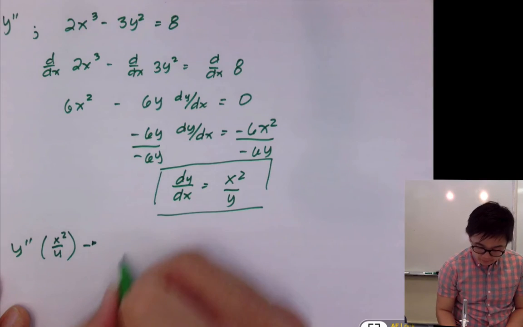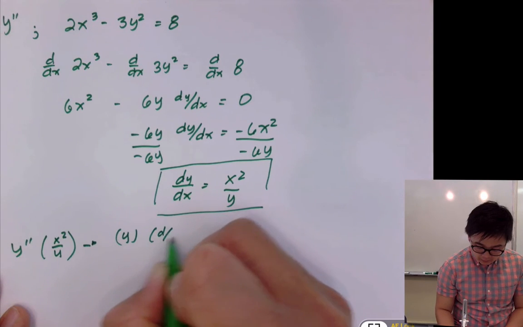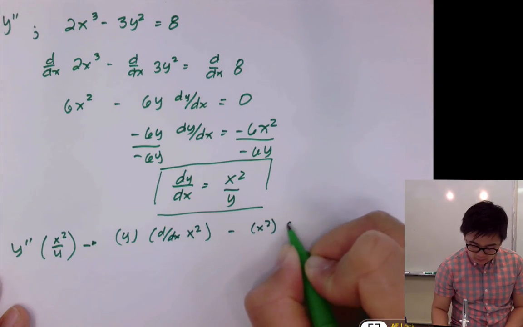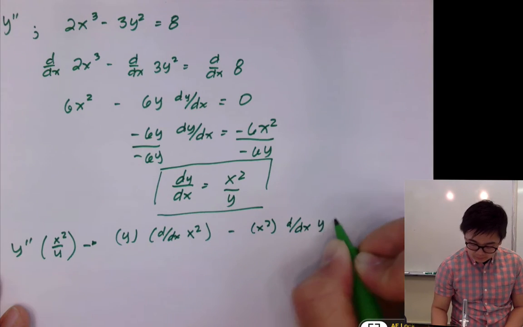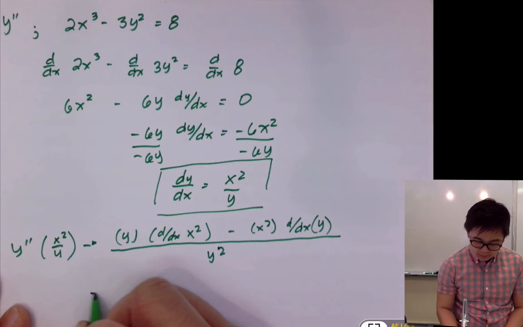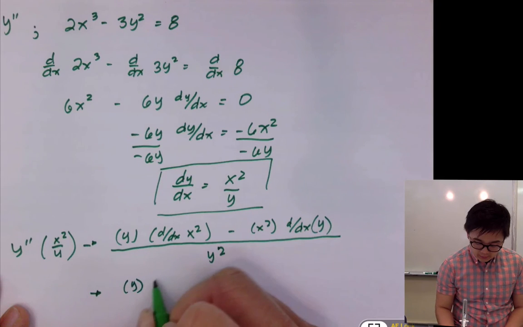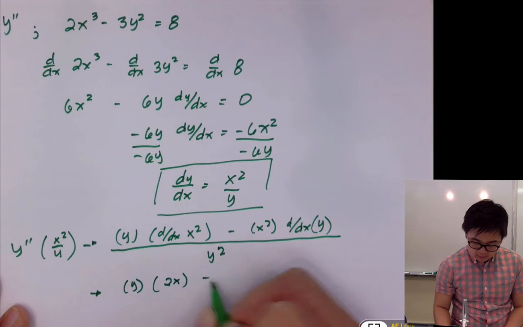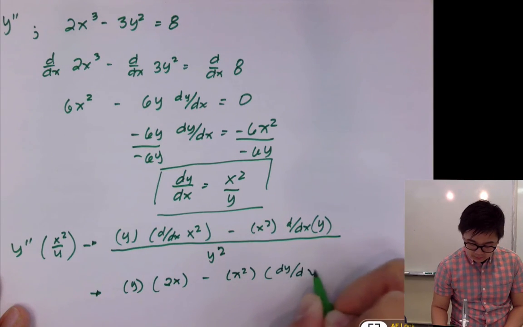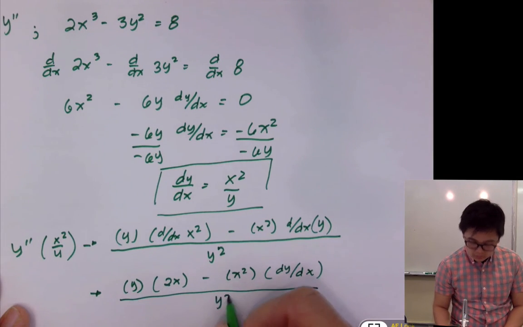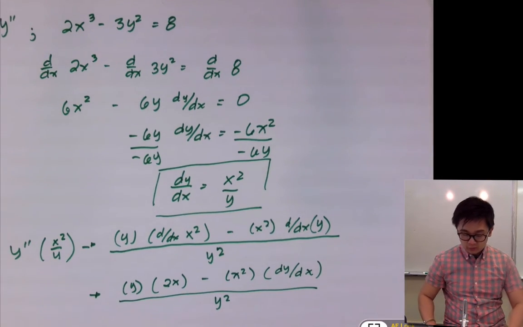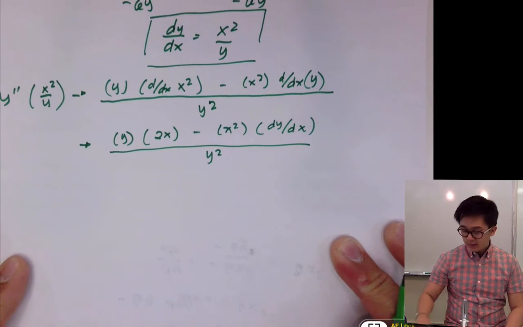So y double prime of x squared all over y will be low times the derivative of high minus high times the derivative of low, all over low squared, which is y times 2x minus x squared times dy/dx all over y squared. And dy/dx, as we know, is x squared all over y, so we will replace dy/dx by our first derivative.